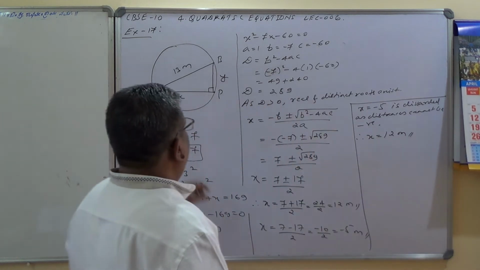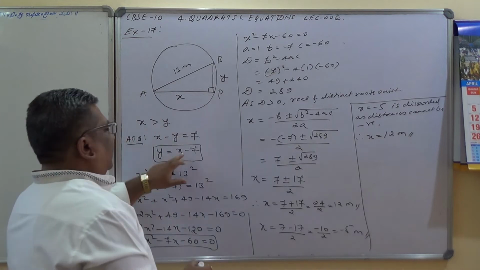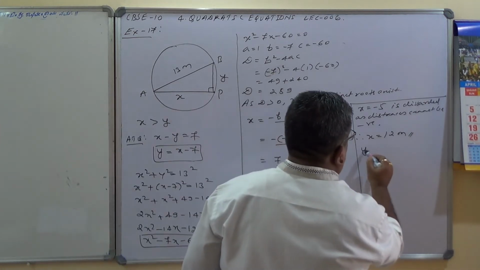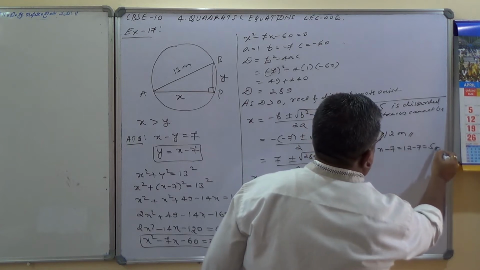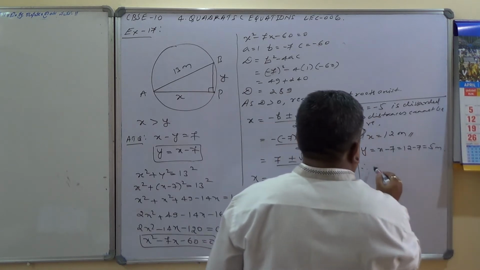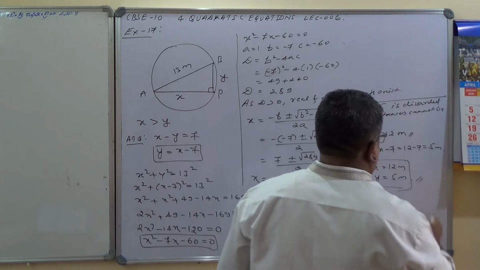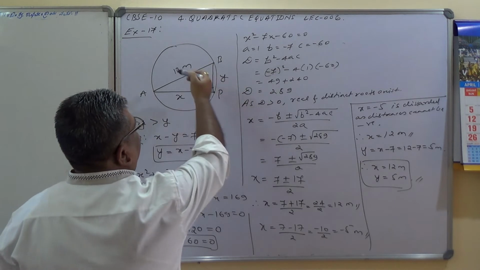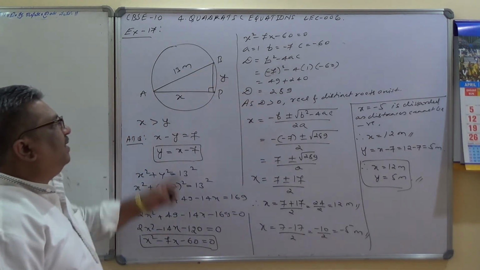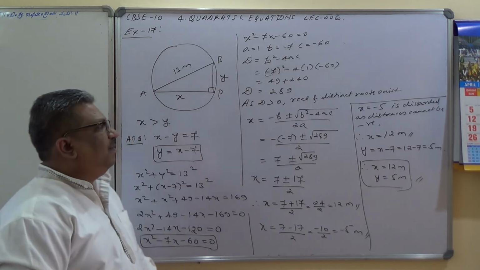X is the distance from gate A. So, what is the distance y equal to? Y equals x minus 7. Y equals 12 minus 7, which is 5 meter. Therefore, x equals 12 meter and y equals 5 meter. This is the answer for this. And definitely it is correct, because see here, 12 square plus 5 square is 13 square, and 5, 12 and 13 are the triplets of a Pythagoras triplet. Yeah, please note it down.